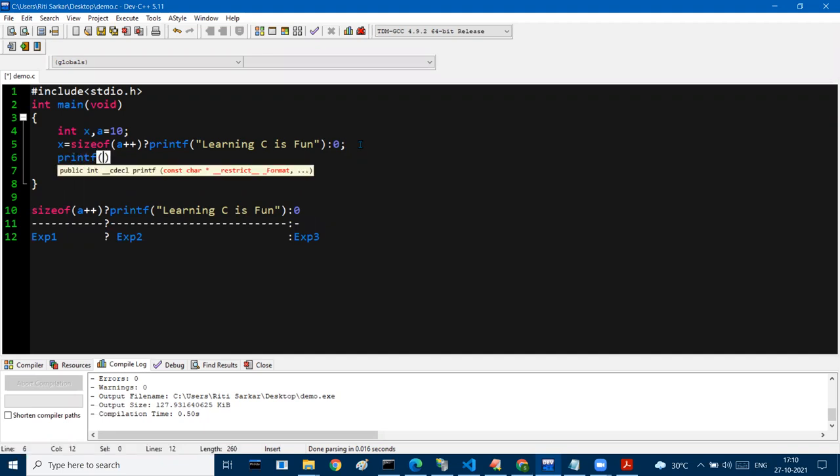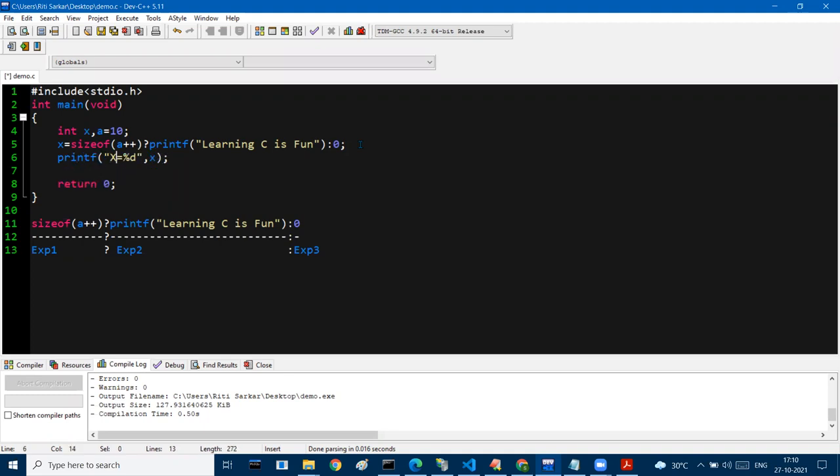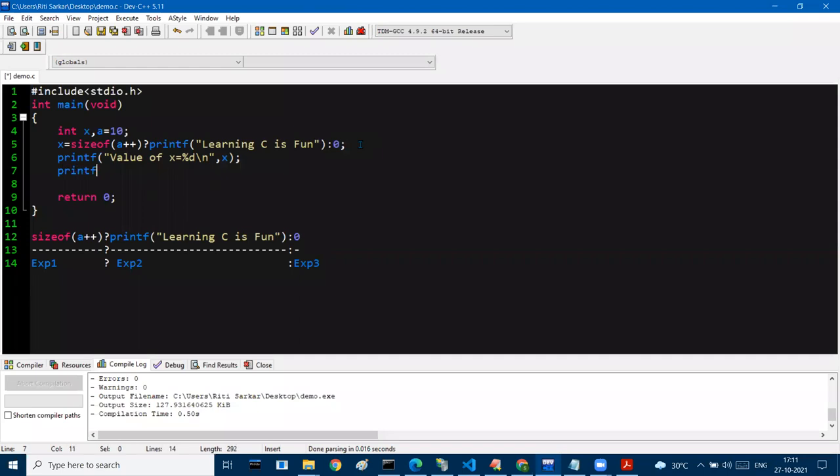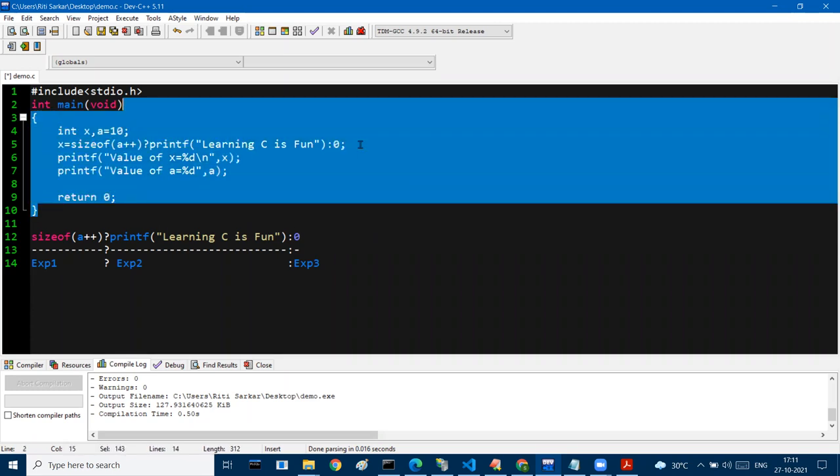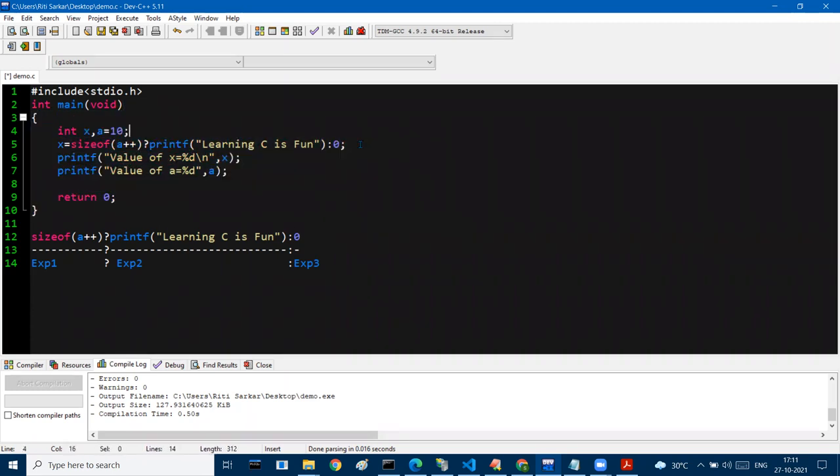Next I have printf x is equal to percent d, x, and I'm also printing the value of a. Let me write it this way: printf value of x is equal to percent d, backslash n, and printf value of a is equal to percent d, and then a. This is my code, right? What will be the output in this case?